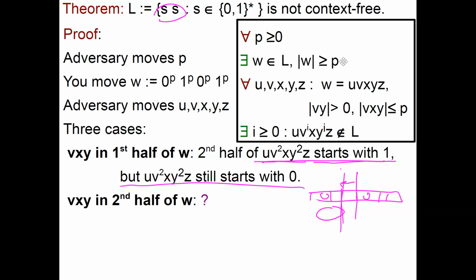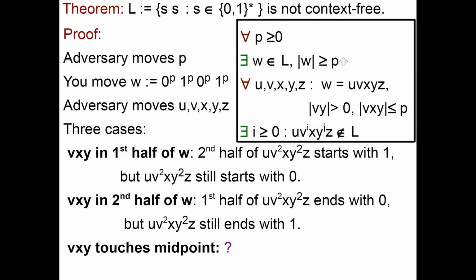Now, what happens if vxy is in the second half of w? Well, then the first half of the pump string ends with a 0, but the pump string still ends with a 1. The reasoning is similar to before, symmetrical, and you get a contradiction.